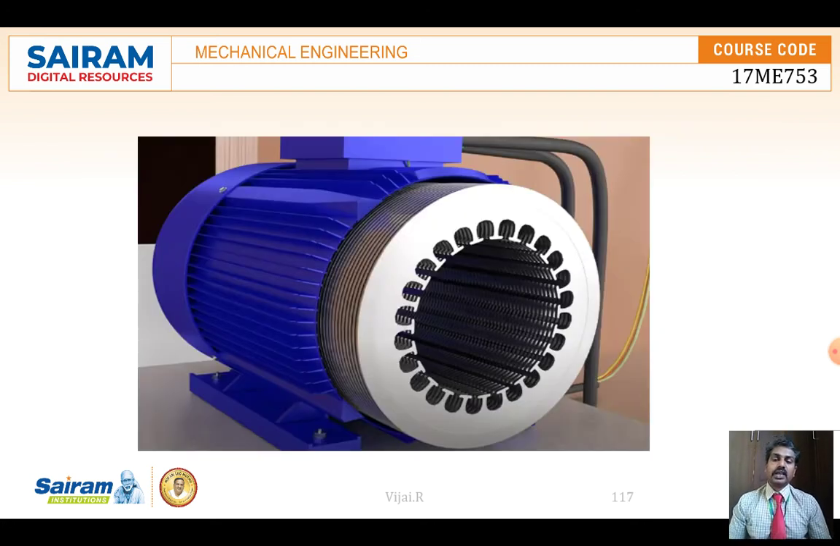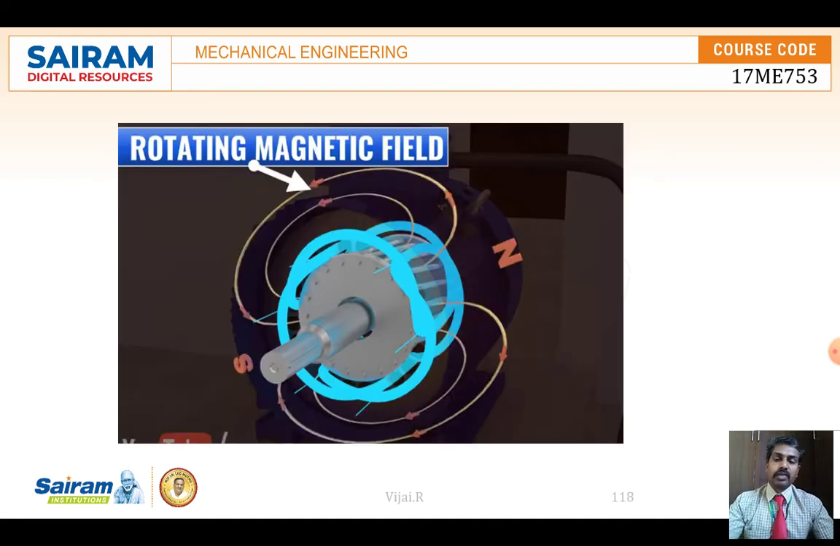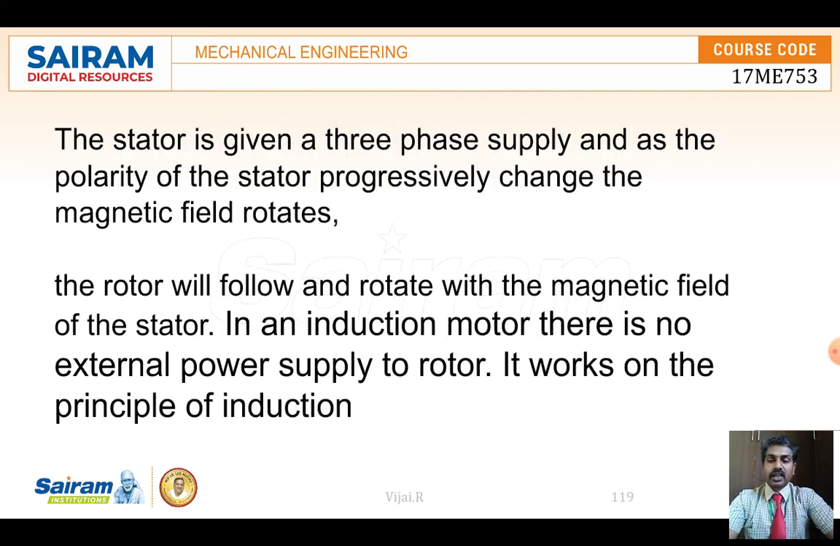Now we can see in the rotor how the coil is going to be connected, and the rotating magnetic field. When we are supplying current to the coil, it creates the magnetic field. So automatically, when we are keeping the rotor inside, the rotor is going to be rotated because of the magnetic field created by the stator.